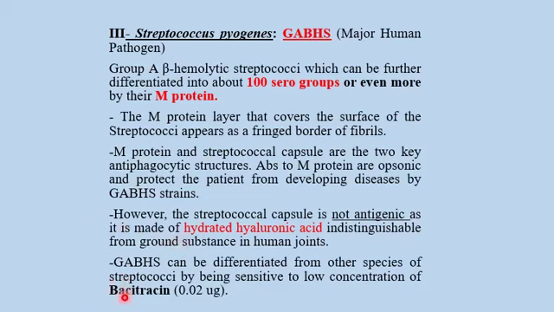Group A beta hemolytic streptococci can be differentiated from other species of streptococci by being sensitive to a low concentration of bacitracin, 0.02 microgram. So if I want to differentiate this species, Streptococcus pyogenes, from other species of streptococci, I can differentiate by its sensitivity to bacitracin.